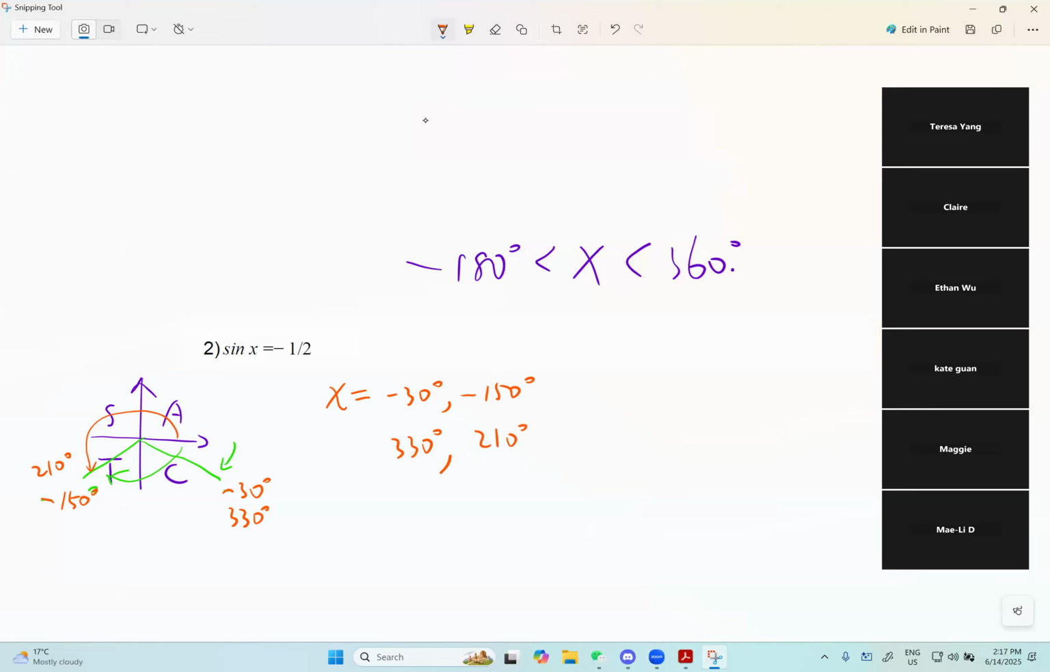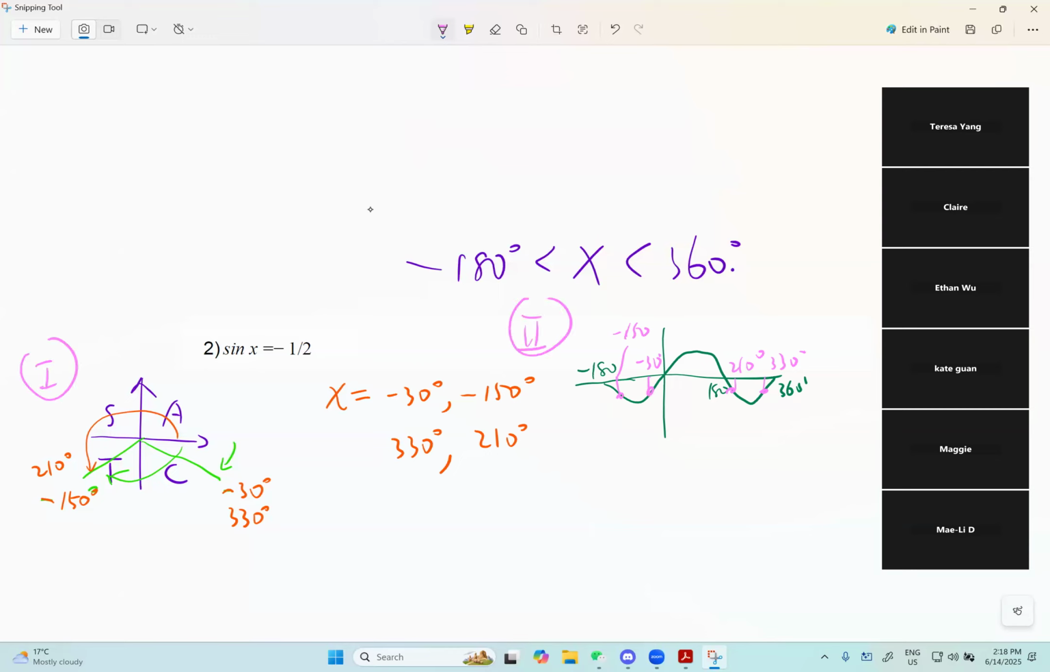You can check the idea. For example, how we use the graph. How we use the graph for sine. 360, negative 180, 180. Negative half. Here, give you negative half. This is negative 30. This is negative 150. Oh, this is 210. This is 330. Graph, okay? Or you can use formula.